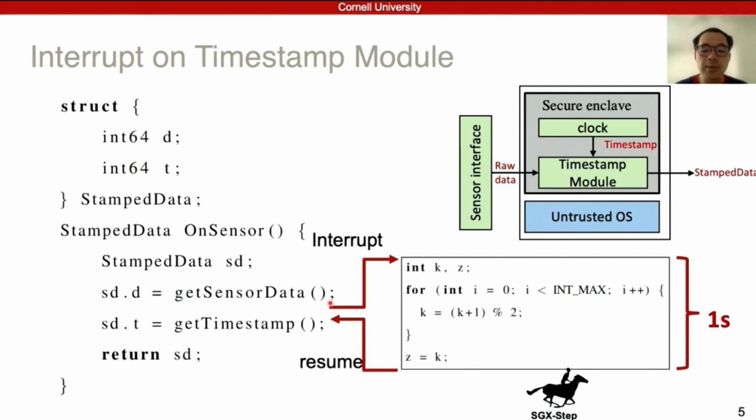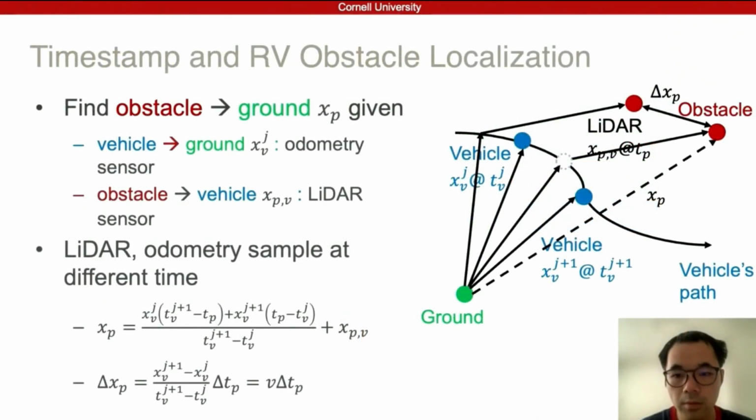So why does timestamp integrity matter? Let's see an example. We use obstacle localization in autonomous vehicles as an example. The goal is to find the obstacle localization in reference to the ground, XP. We are given the location of the vehicle to the ground at a particular time. We can see the path of the vehicle as shown here. We are also given the LiDAR, which measures the locations of the obstacles relative to the vehicle at time TP.